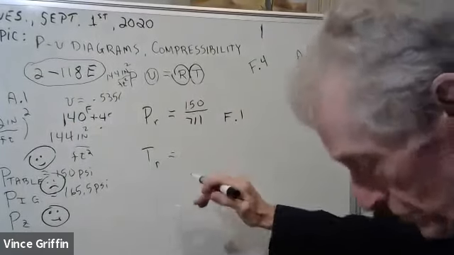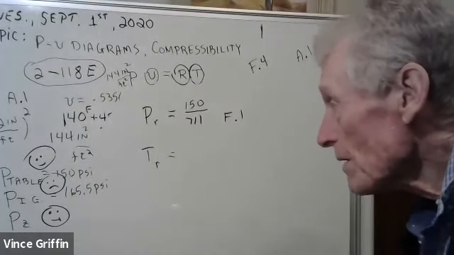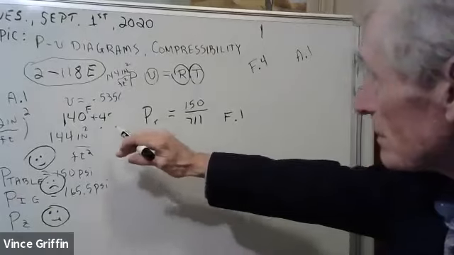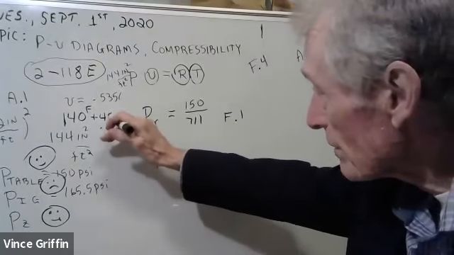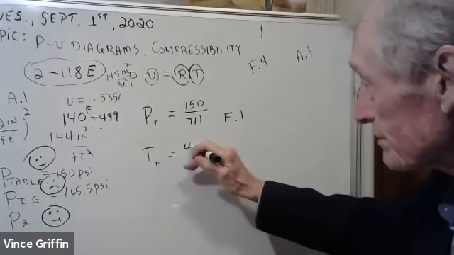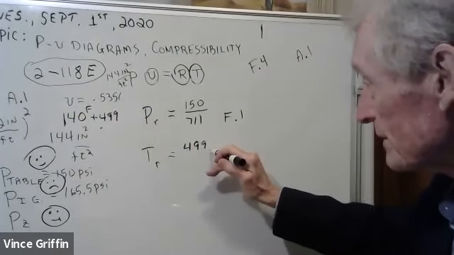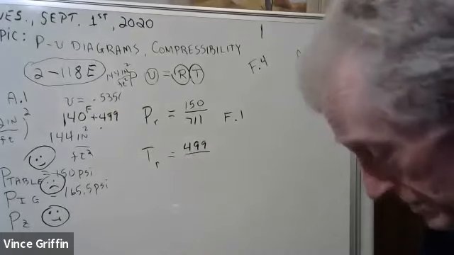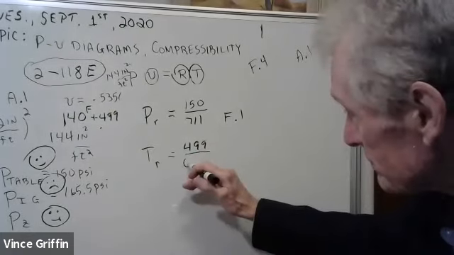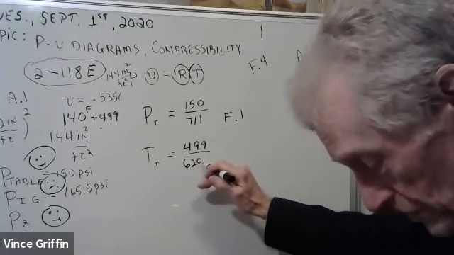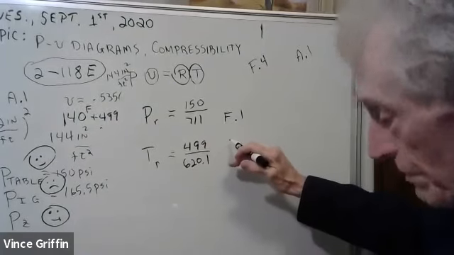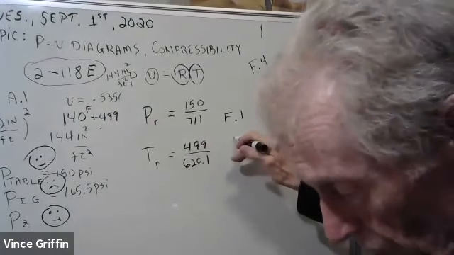And for the reduced temperature, was it 499? I erased it. Was it 499 something? Is that what it was? Help me, I'm running out of time. And the reduced temperature is 620. You have to divide by 620.1. I'm getting these numbers from table F.1.